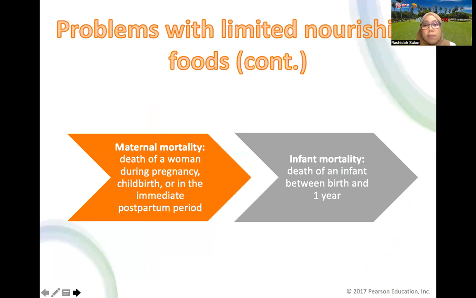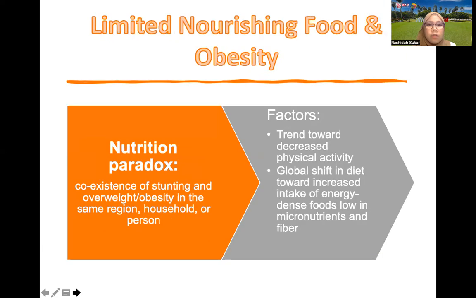So the problems with limited nourishing foods include maternal mortality, which is the death of a woman during pregnancy or childbirth. We see this a lot in underdeveloped or developing countries. And also infant mortality, the death of an infant between birth and year 1, because they don't have enough nutrient.